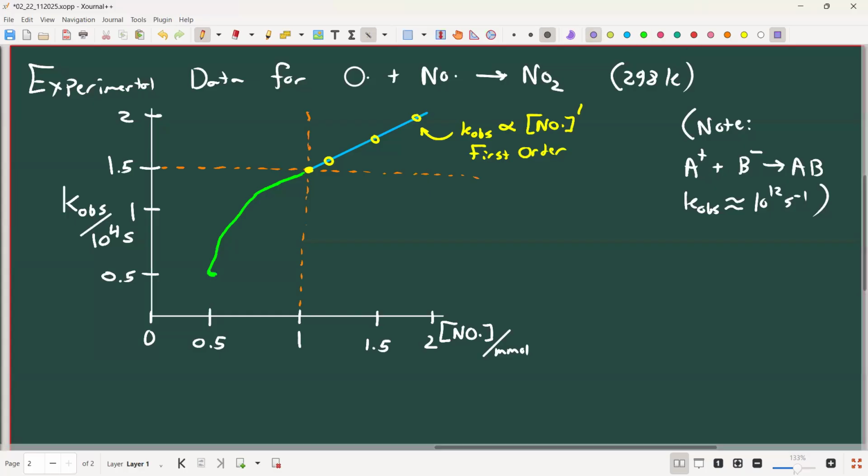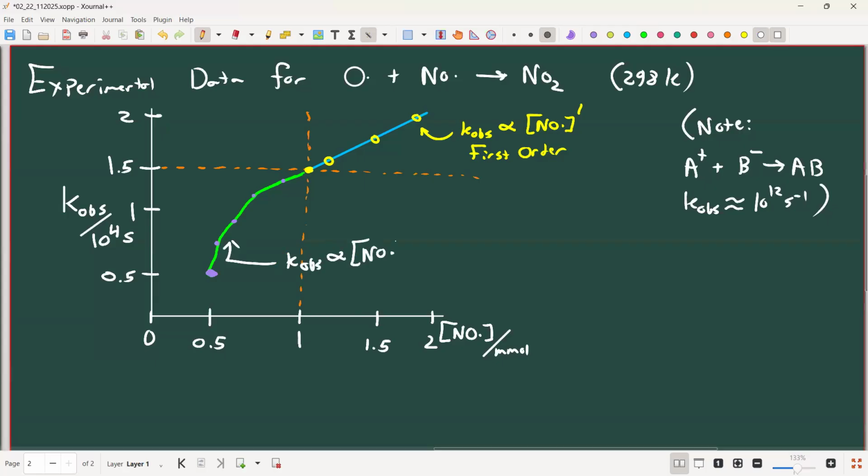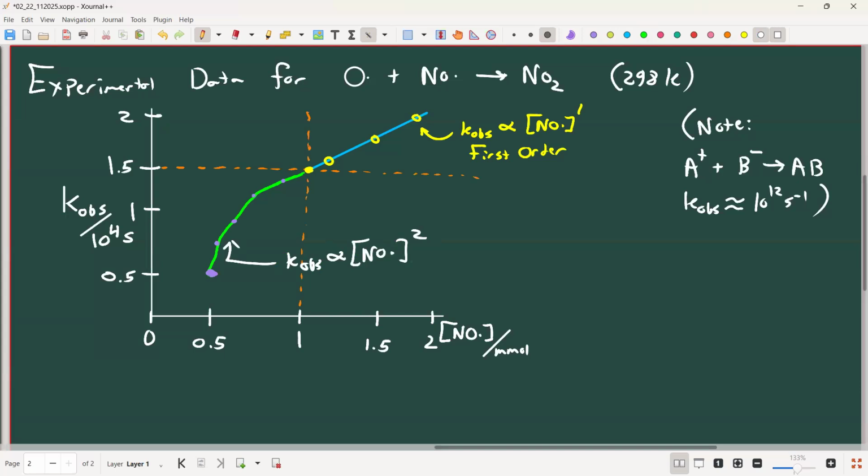And so what we see is that it's no longer linear, but instead it's a square. Right? So at low pressure, k observed is proportional to the concentration squared. And that's exactly what we predict from Lindemann-Hinshelwood. At low pressure, the collision rate is the slowest thing. It requires two bodies.